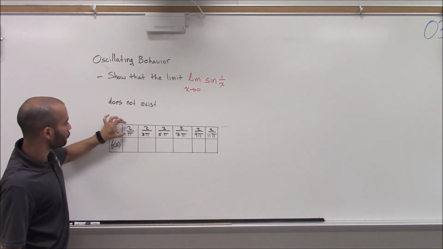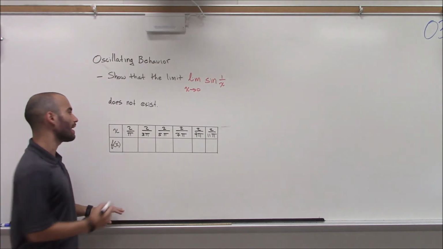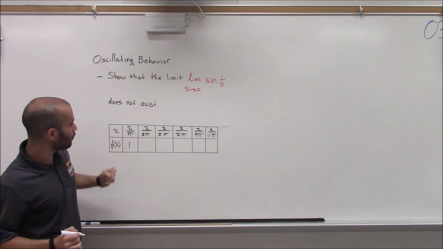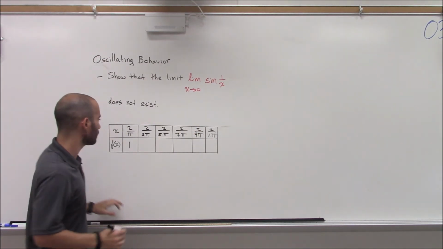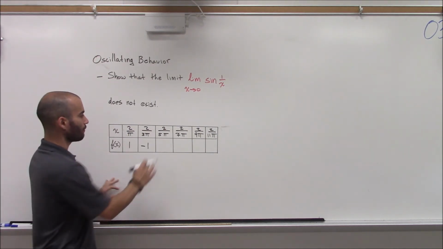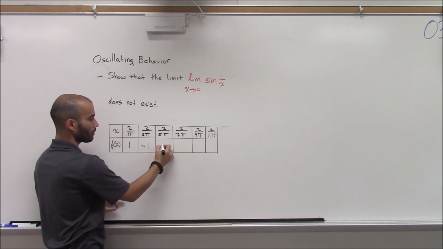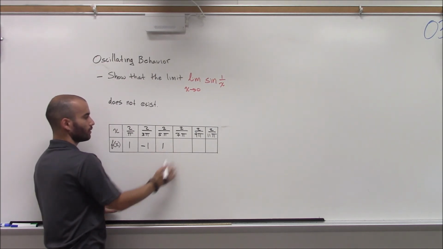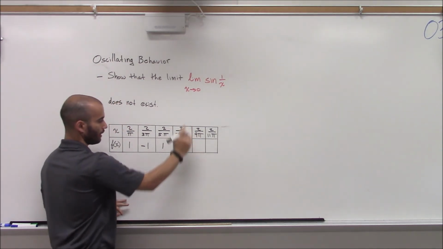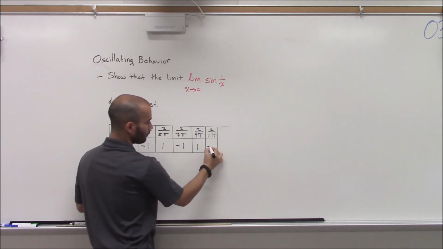When I plug in 2 over pi into sine of 1 over x, I'm going to get the value 1. If I plug in 2 over 3 pi into the function, I'm going to get the value -1. If I plug in 2 over 5 pi into sine of 1 over x, I'm going to get the value 1. Plug in the next value, I'm going to get -1. Plug in the next value, I'm going to get +1. Plug in the last value, I'm going to get -1.